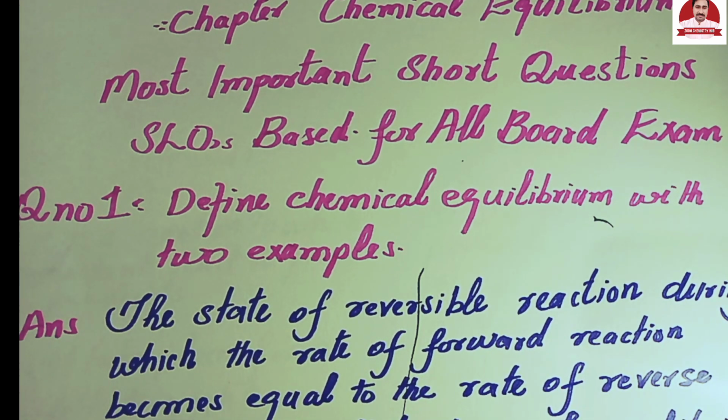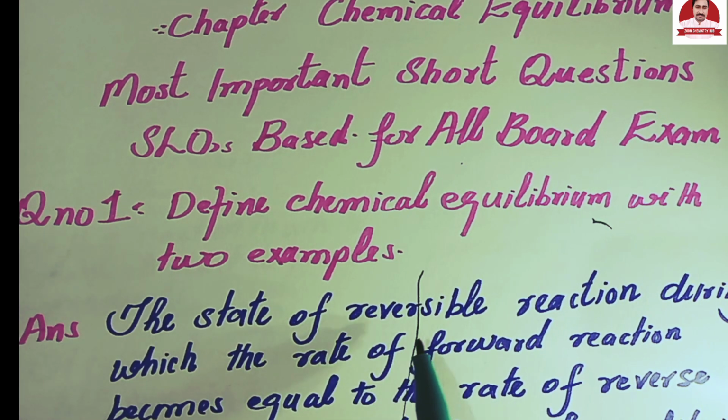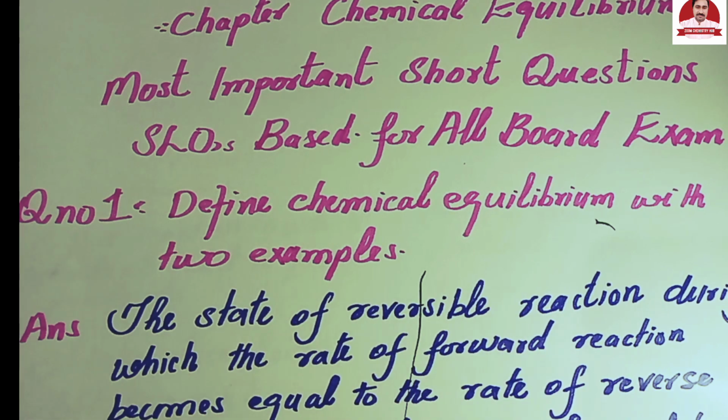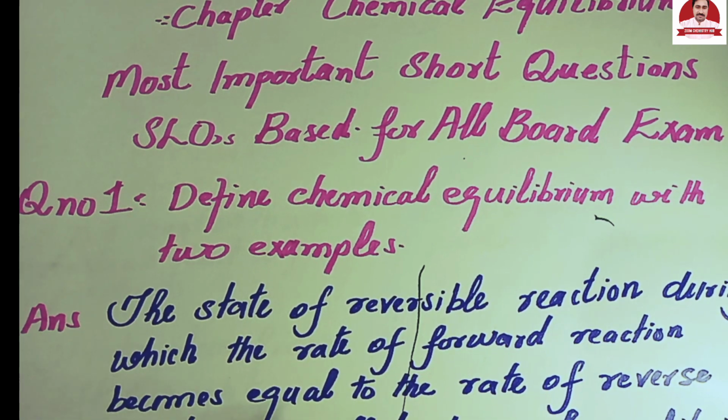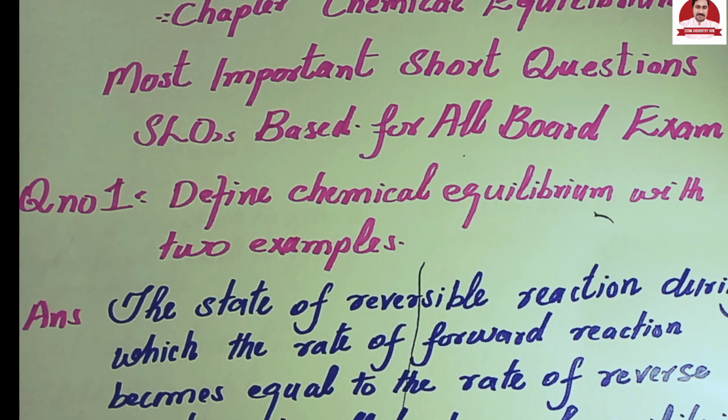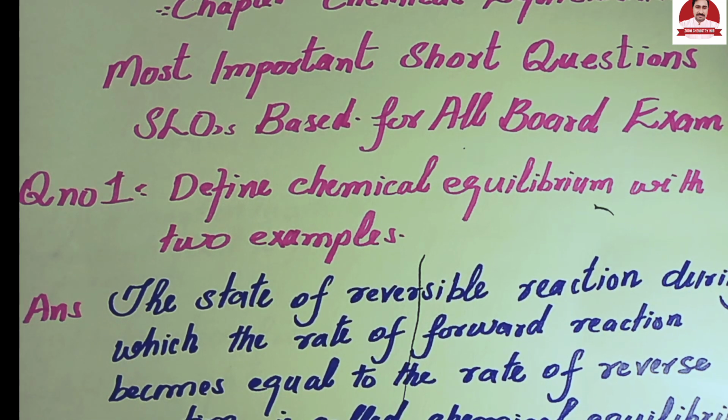The answer is: the state of a reversible reaction during which the rate of forward reaction becomes equal to the rate of reverse reaction is called chemical equilibrium state. Means when the rate of forward reaction and the rate of reverse reaction are equal, then this state is called chemical equilibrium state.